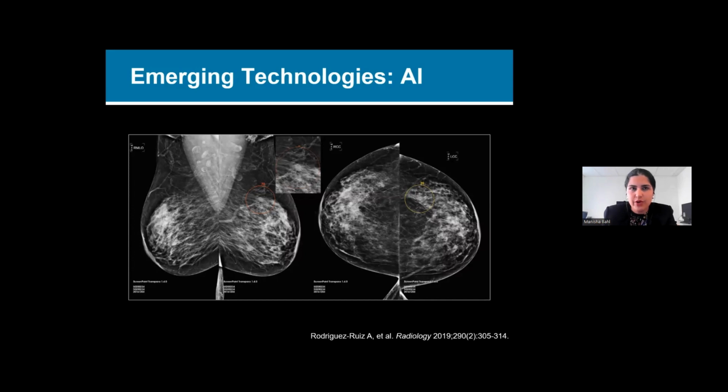This screening mammogram shows a small cancer in the upper outer quadrant of the left breast, which is circled and was identified by the AI algorithm. In a reader study with 14 radiologists, only 4 of the 14 radiologists identified the cancer without the use of AI. With the use of AI, 11 of 14 radiologists correctly recalled this patient for further imaging evaluation.